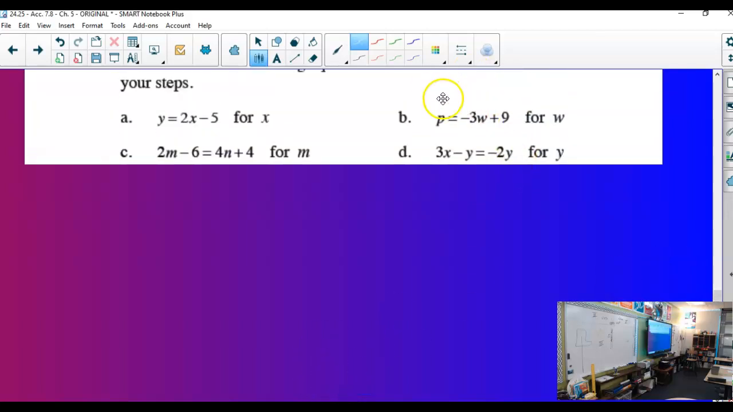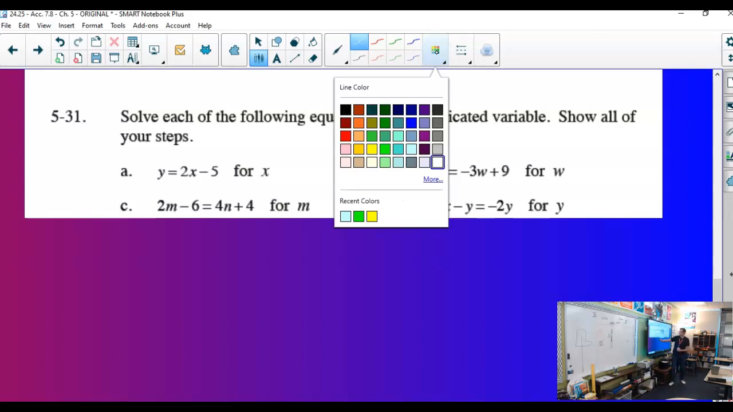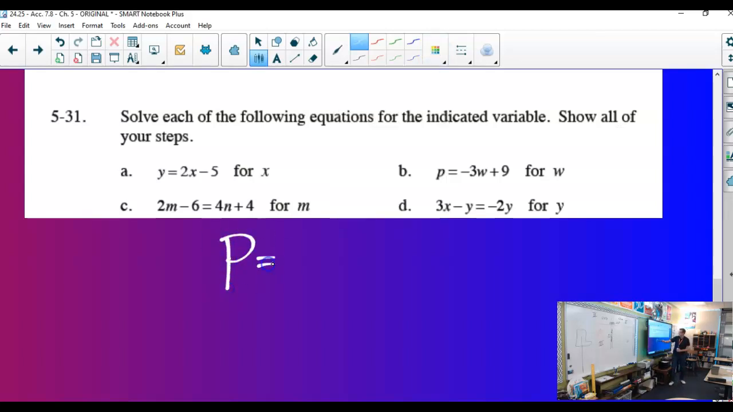So like this one, right? P equals -3W plus 9. You guys are funny. Because all I'm going to do is ask questions, and you're going to know how to solve this. We want to get W by itself. What would you get rid of first here? The 9. How would we get rid of it? Subtracting on the other side. Or both sides.